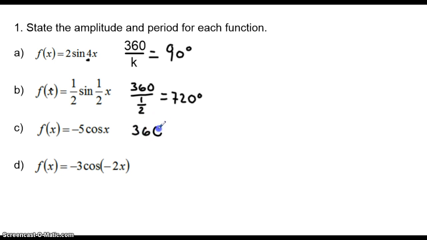Let's take a look at 1d to finish up. The parameter in front of the value of x is 2. So this means that there are 2 cycles occurring in the usual period for cos, which is 360 degrees. So to determine the new period, we'll take the old period of 360 divided by the number of cycles that are occurring in that old period, and that will give us the new period of 180 degrees.